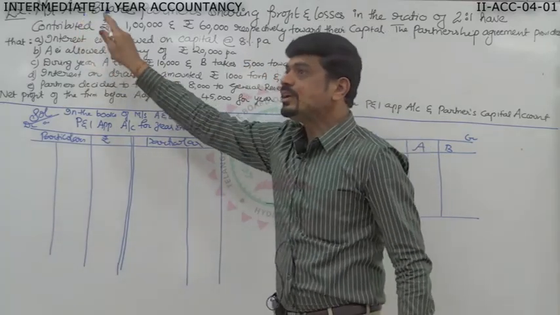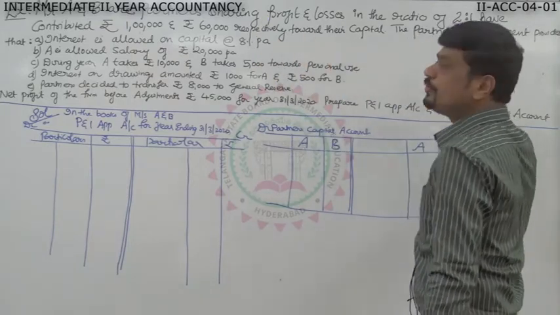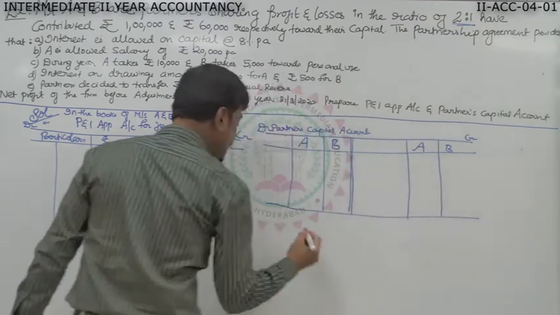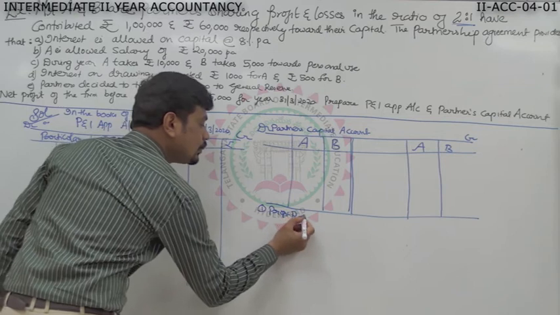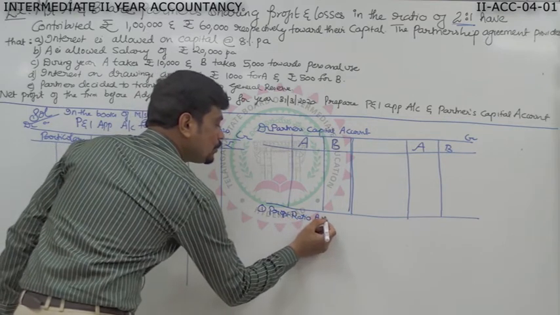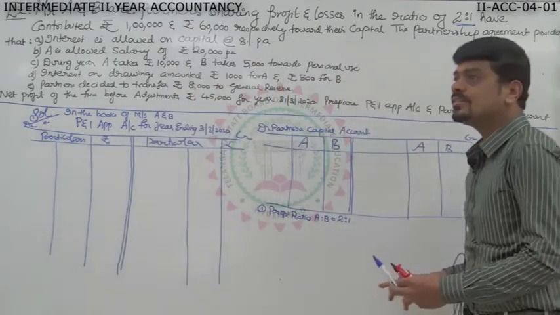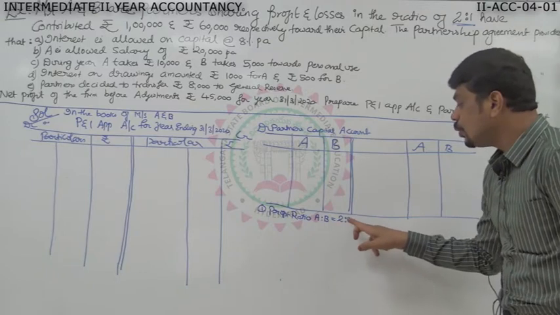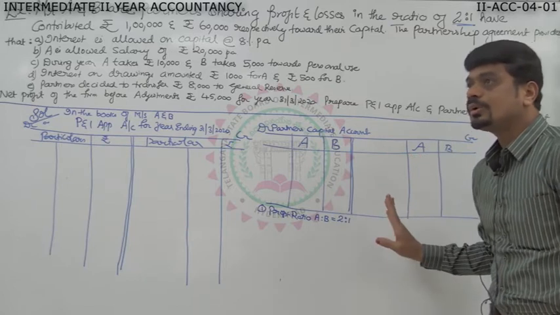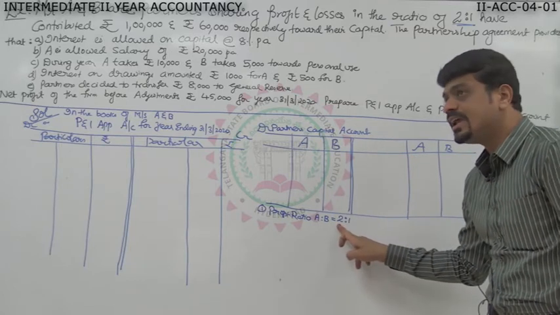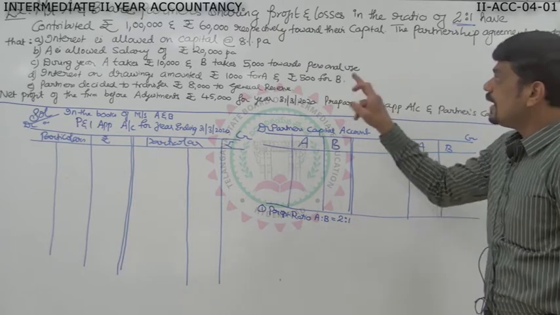First they said Mr. A and B are partners sharing profit and losses in which ratio? 2:1. This is very important. So we'll write working note number 1, profit ratio A is to B. What is the profit ratio? 2:1. So understanding 2:1 is important. 2 plus 1, total is 3. Means the proportion of A is 2/3 and the proportion of B is 1/3.